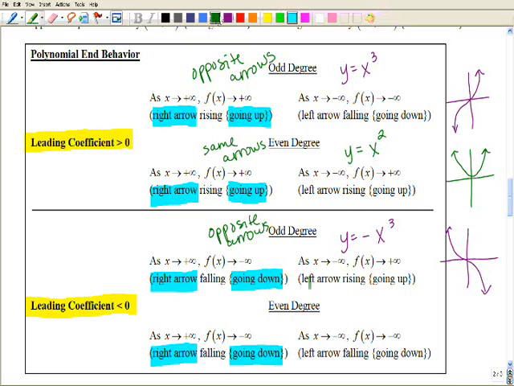Let's check out the even degree when the leading coefficient is negative. If we have an even degree, so let's say this time it's y equals negative x squared. So that means that parabola would be opening upside down. Okay, so if the leading coefficient is negative, as seen at the negative x squared, that means the right arrow will go down. And it's an even degree, so that means the left arrow will match it, so it will also go down. So it's true again, even degree has the same direction for the arrows.